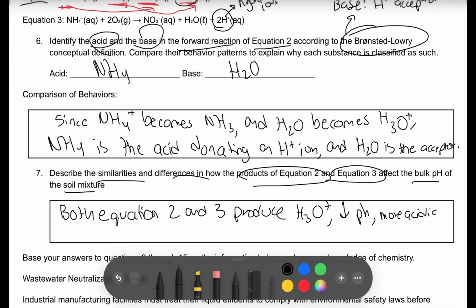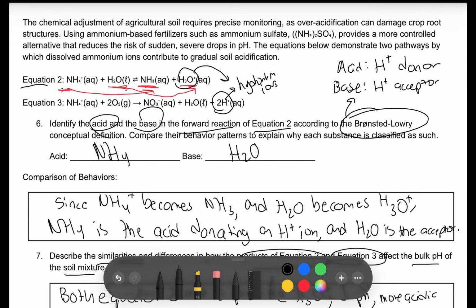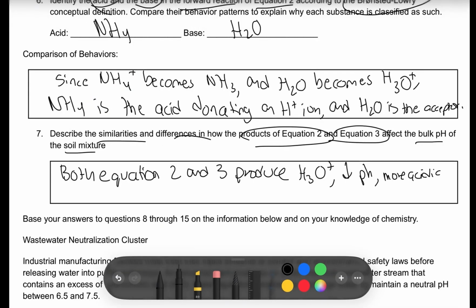However, a difference is that equation 2 is an equilibrium reaction because of these 2 arrows, meaning that it can go forward and backward. So the production of hydronium is limited. But equation 3, it has a single arrow, so it produces H plus ion completely and consistently. It doesn't go back and forth. So even though both equations produce hydronium ions, increasing the acidity of the solution, equation 2 is an equilibrium reaction, while equation 3 proceeds to completion and produces hydronium ions directly.